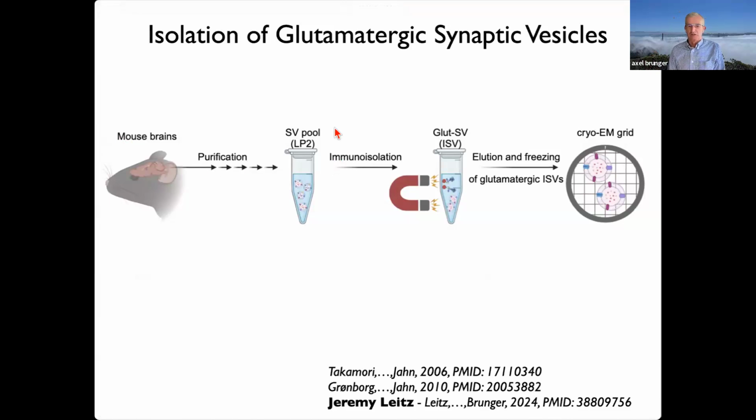In this case, we immunoisolate a subset of the synaptic vesicles, glutamatergic synaptic vesicles, which are involved in excitatory synaptic transmission. And then we deposit these synaptic vesicles directly on EM grids. Jeremy Lights in my lab developed an improved protocol to elute these vesicles from this method, which was pioneered by Reinhard Jahn and his co-workers and collaborators quite a few years ago. Jeremy improved on this protocol to obtain very pure and functionally intact synaptic vesicles.